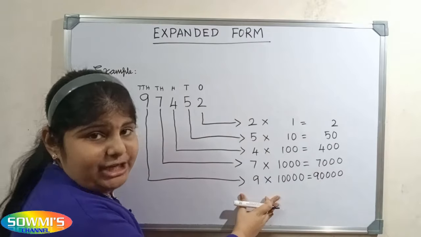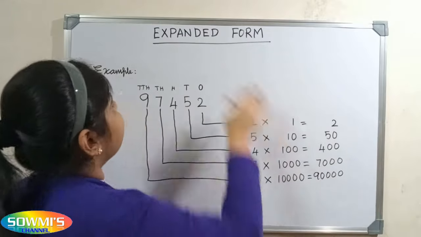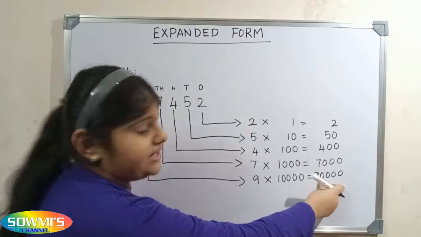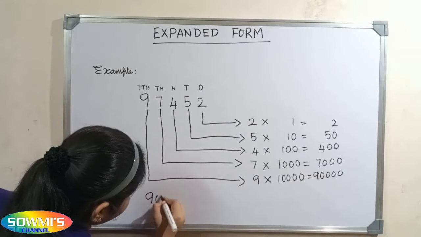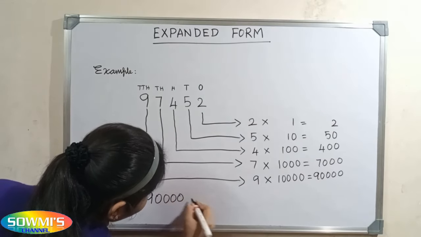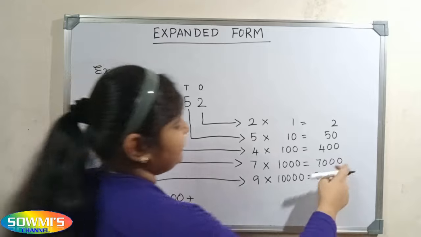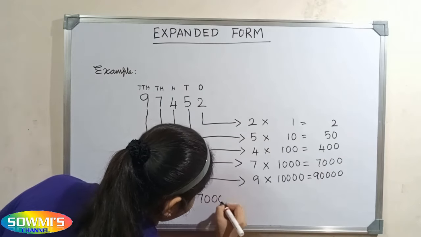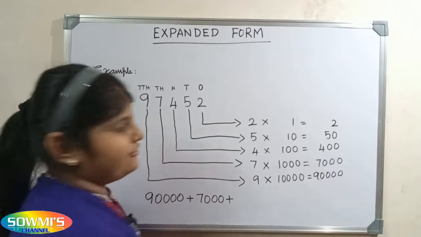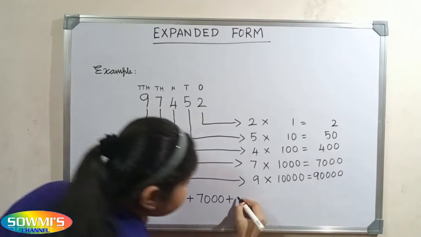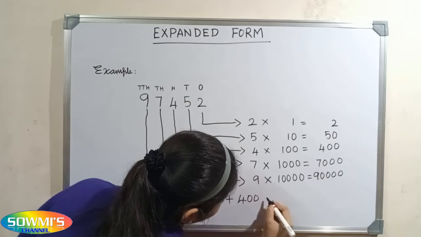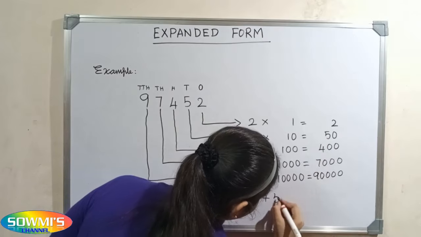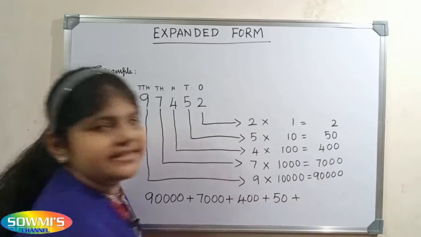By adding the place values of these digits, we will get the expanded form. So, the expanded form is 90,000 plus 7,000 plus 400 plus 50 plus 2.